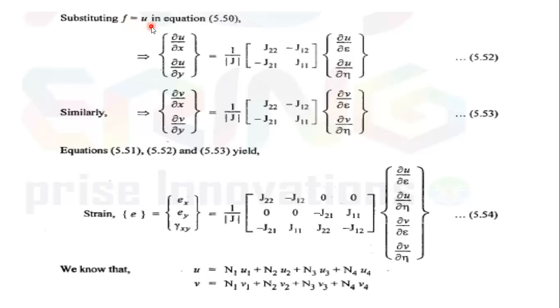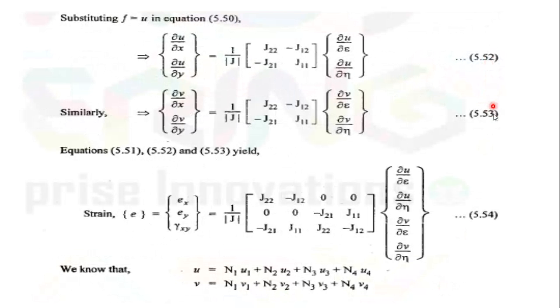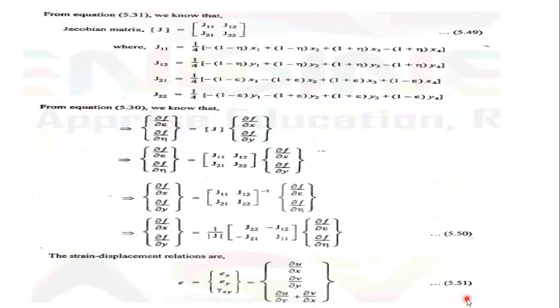So I represent it in terms of this generalized function. That function can be a field variable; for two-dimensional, u and v are the field variables. First I replace with u in the same equation, and similarly we replace with v. Then, equations 5.51, 5.52, 5.53: I substitute the values of 5.52 and 5.53 into 5.51.